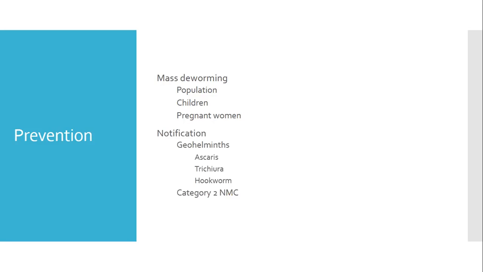Notification is for the geohelminths, and it's for Ascaris lumbricoides, Trichuris trichiura, and the hookworm. These are the worms that have that environmental cycle. In South Africa, these are a category 2 notifiable medical condition. And I've always wondered why Strongyloides is not in this group, because it is just as significantly transmitted via the soil route as these other geohelminths.